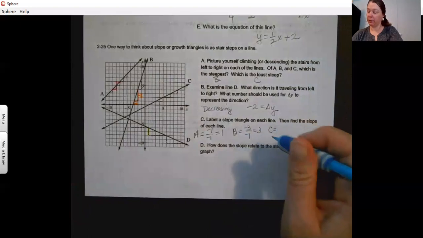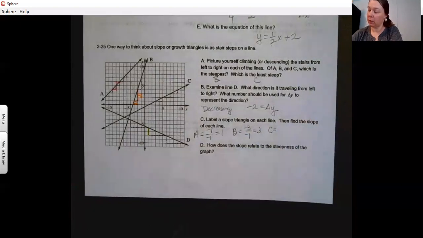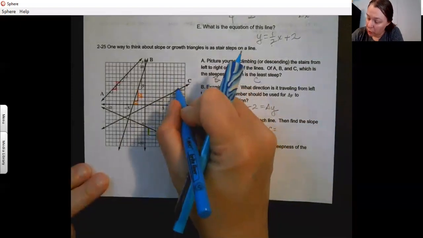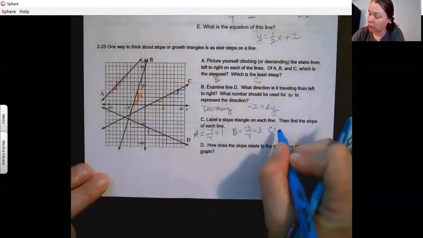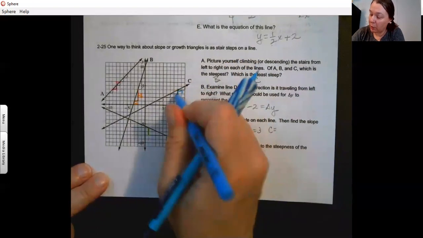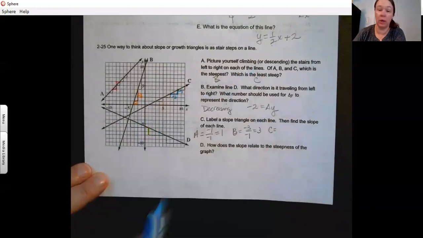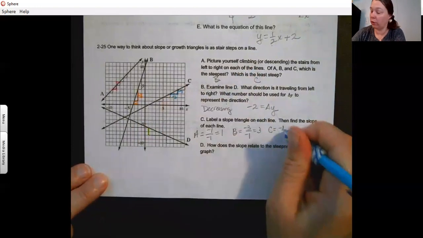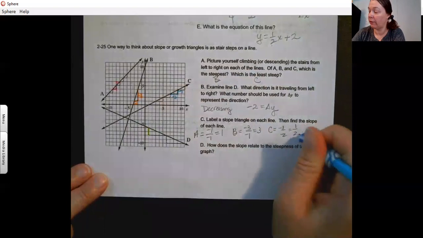Okay, for C, let's see, pick one of these triangles. To get from one point to another, I'm going down 1, so -1. And then I'm going to the left 2, so -1/2. So -1 over -1/2 or 1/2.